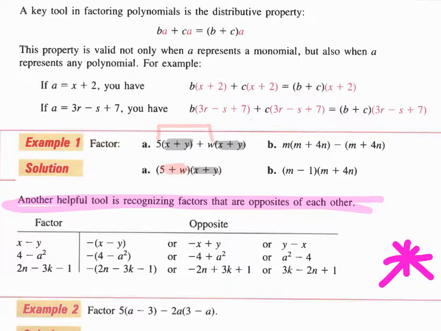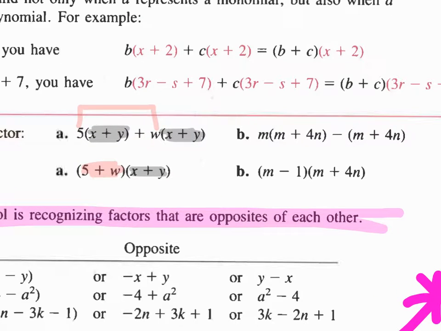The next one is the same thing, but notice on example B, see this subtraction sign here in between? This is going to indicate that this is a -1 here. So again, you're going to take the two things that are in common, the m plus 4n, write it once, it's the GCF, and then take the two things that are outside of the parentheses, and again, you assume that's a -1, and you put that in a parentheses, and we're done. So this is a lot simpler than what you were doing because it's already factored for you.